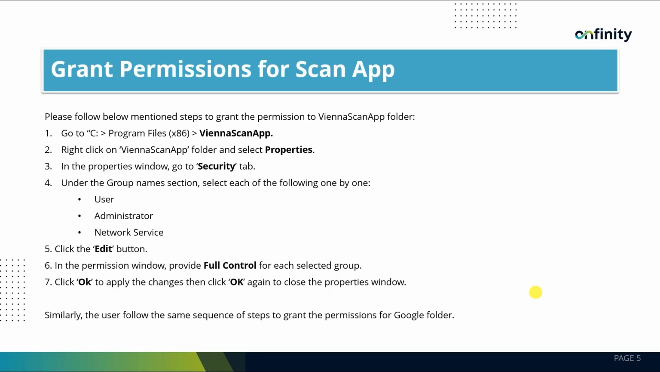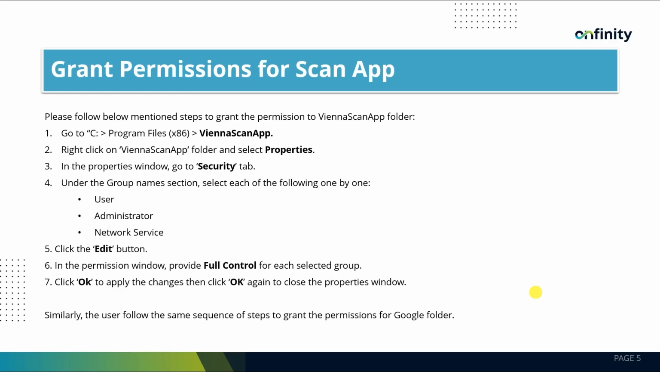Grant permissions for Scan App. To access the Scan App, the user must provide the necessary permissions to both the Vienna Scan App folder and the Google folder. These are the steps that the user must follow for providing the permission to the Vienna Scan App folder. 1. Go to Windows C Drive.